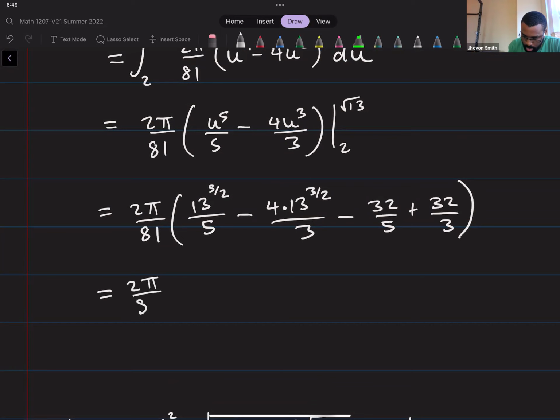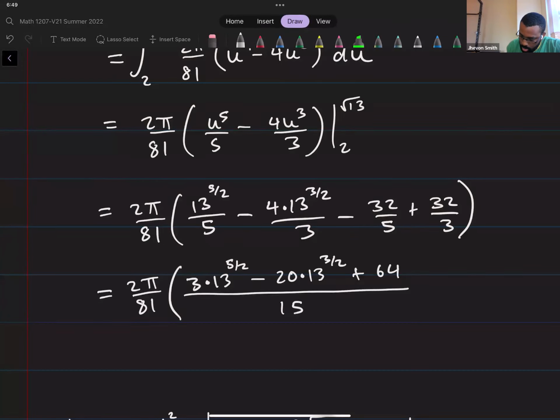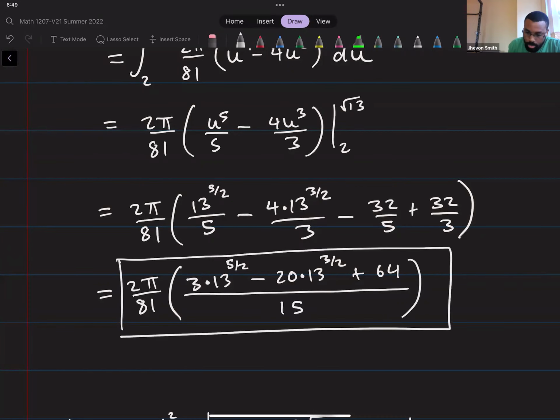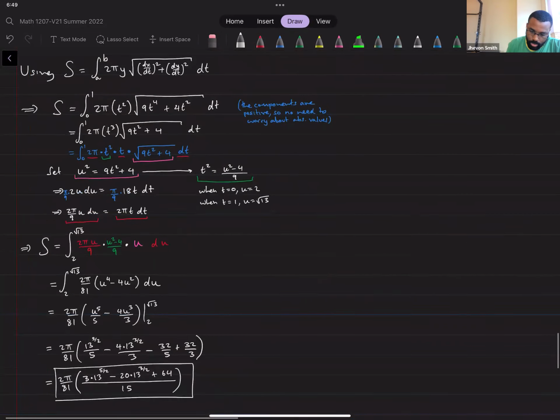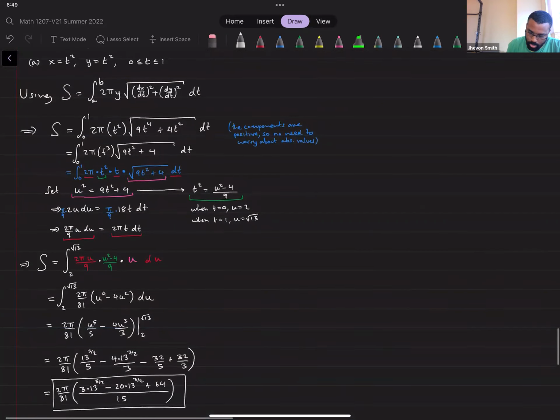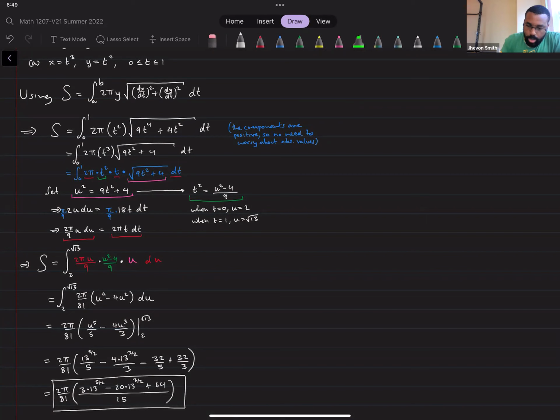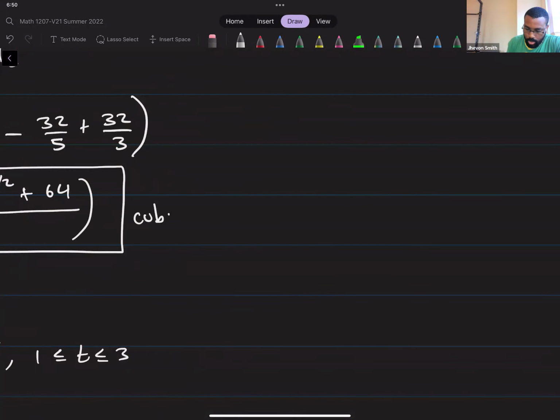All right, so this is going to be 2 pi over 81. I can put all this over 15. So I get 3 times 13 to the 5 over 2 minus 20 times 13 to the 3 over 2. Here I'd have minus 3 times 32 plus 5 times 32. That's 2 times 32, so that's going to be 64, all over 15. And that's for that one. Looked like a pretty innocent curve, but that was a lot of integration. But that will be the surface area. Cubic units.